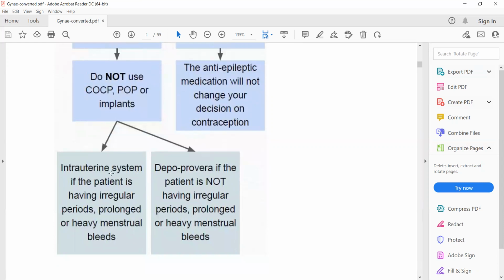When will we use the intrauterine system and when will we use Depo-Provera injection? If the patient is having irregular periods, prolonged or heavy menstrual bleeds, then we will go for the intrauterine system, IUS or Mirena. And if the patient is not having irregular periods or prolonged or heavy menstrual periods, then we will go for Depo-Provera injection.